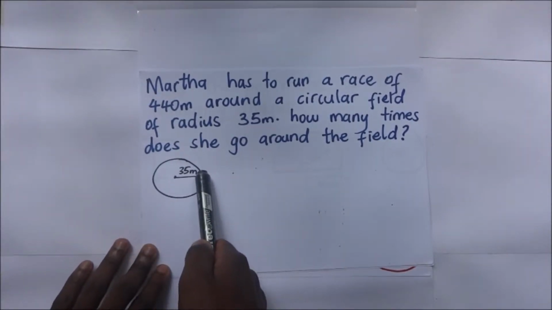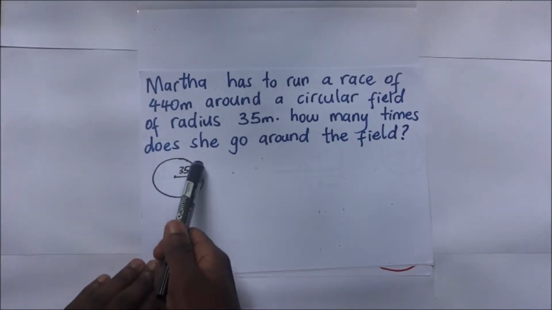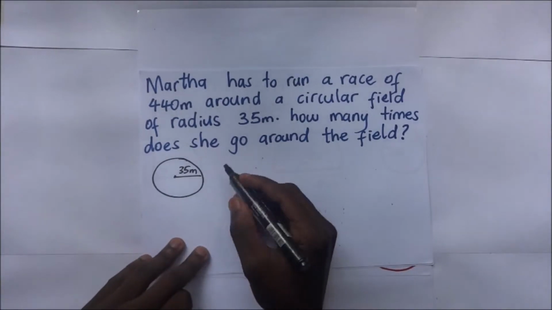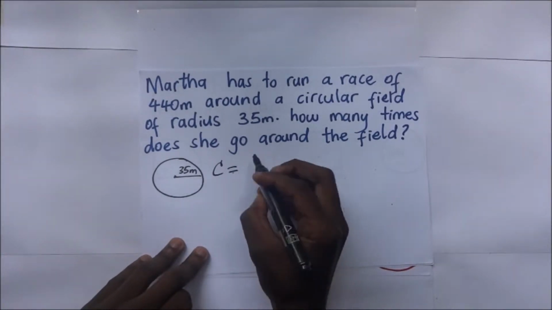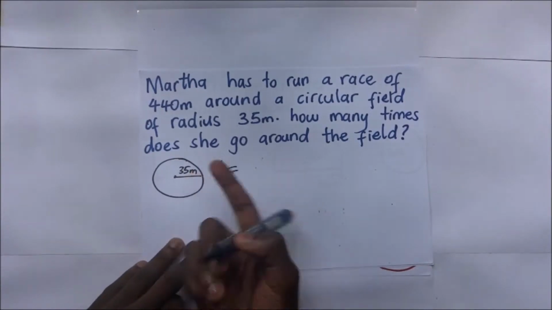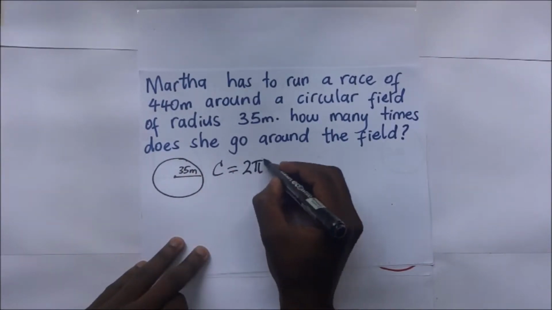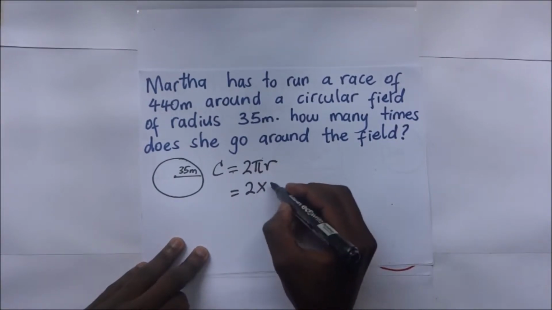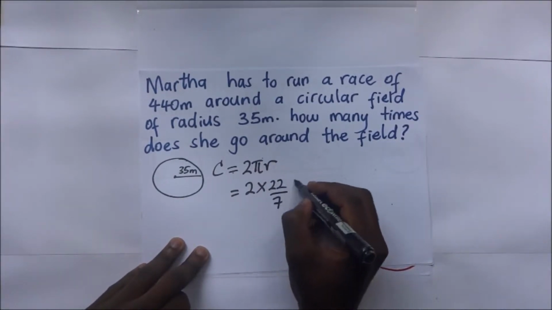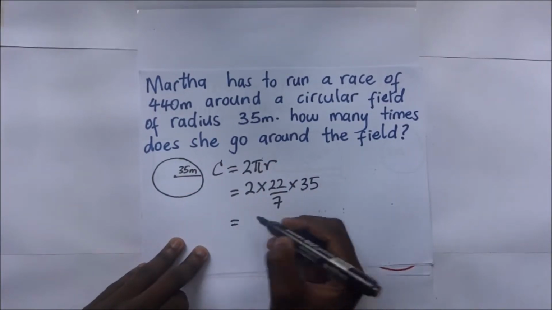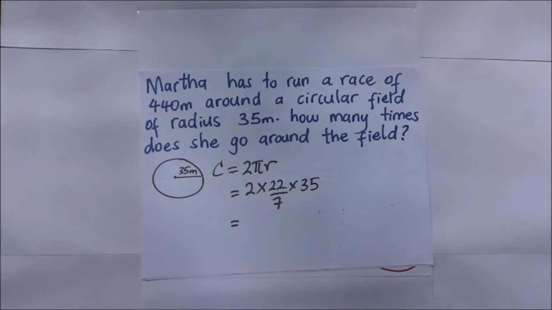So finding how long the distance around the field is means you're supposed to find the circumference of this circle, or the circumference of the field. And we said that the circumference is going to be, in this case, pi d or 2 pi r, but since we have the radius, let's use 2 pi r. That's going to be 2 times pi, which is 22/7, times the radius of the field, which is 35. And then we shall end up with our answer.